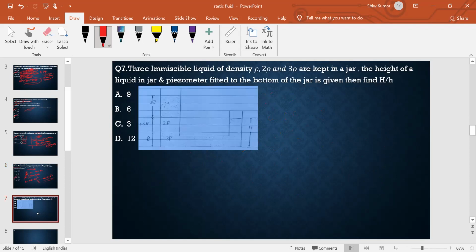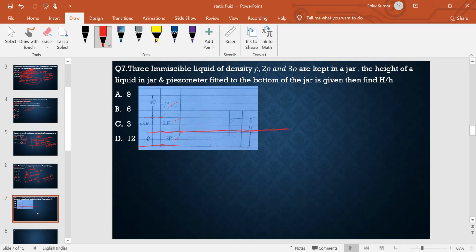Next, there are 3 immiscible liquids having densities rho, 2 rho, and 3 rho, and their corresponding heights are 3h, 1.5h, and h, kept in a jar. The height of the liquid in a piezometer fitted to the bottom of the jar is given. Find the height ratio. The left limb pressure must be equal to the right limb pressure, so I'll take the reference line here.